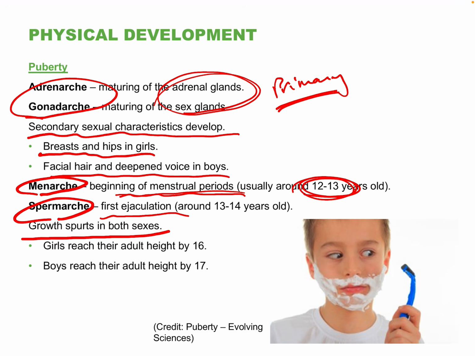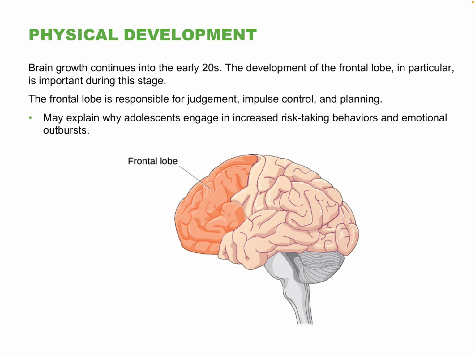And there are growth spurts that exist in boys and girls. Statistically speaking, girls reach their adult height by 16. Don't tell my daughter that. And boys reach their adult height by the age of 17. But then again, there's variety there. There's some variation, or in statistics, we call it variance.